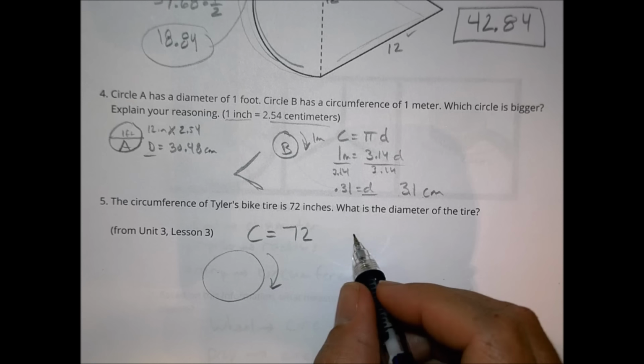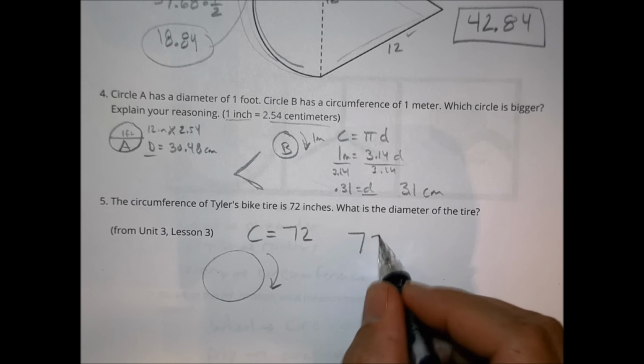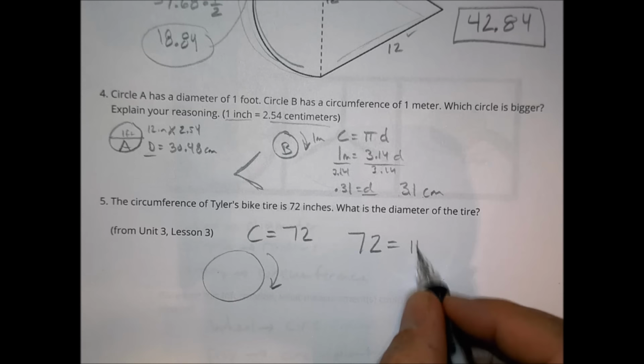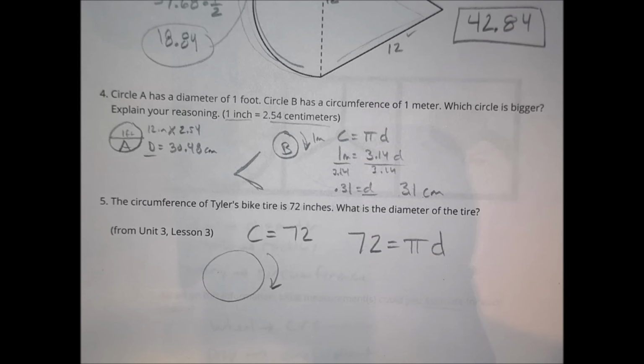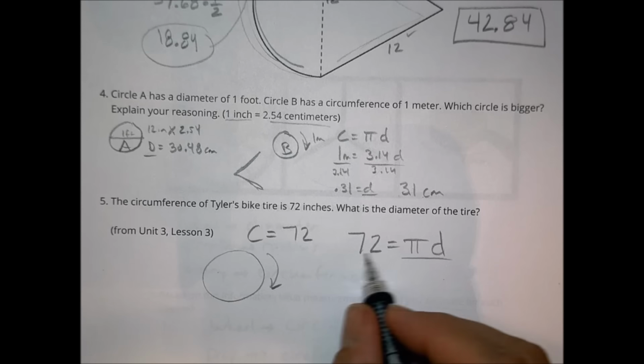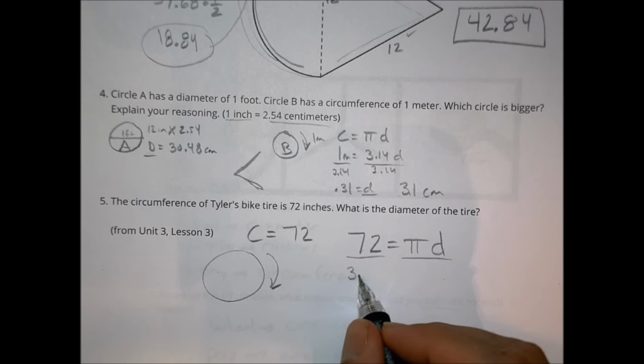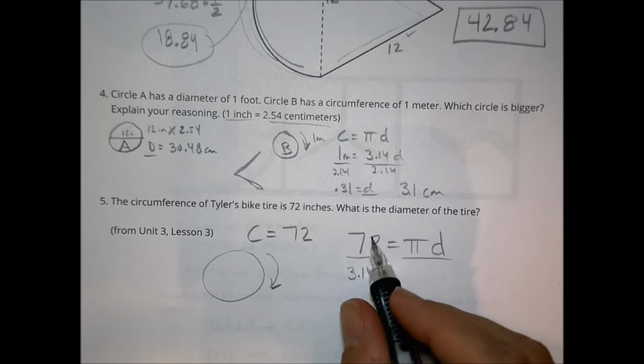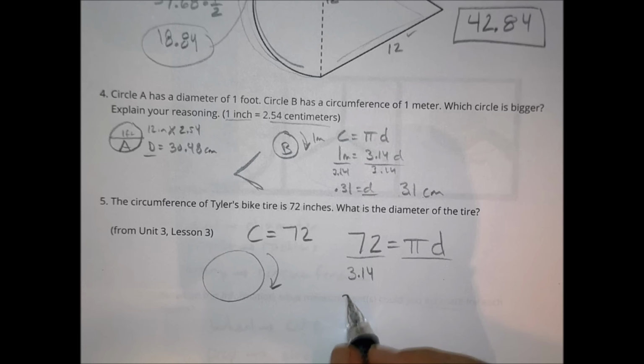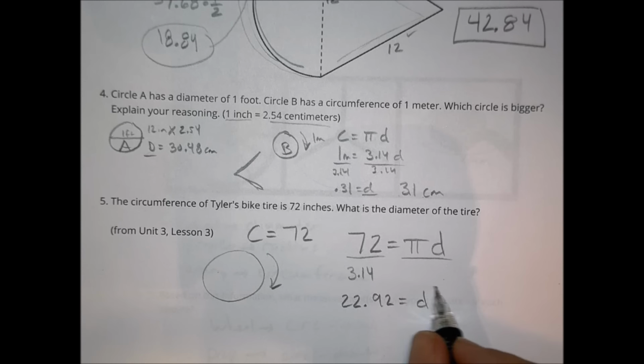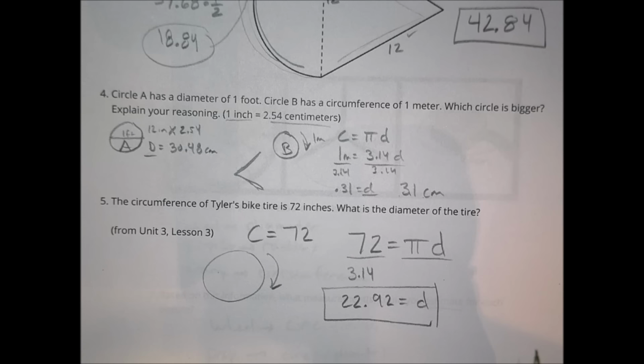Well, let's set that up. We're going to do this. We'll say circumference equals pi times the diameter. All right. So if we divide both sides by pi, 3.14, 72 divided by 3.14 is 22.92. And that's what my diameter is going to be. If I ask you for the radius, could you do that? Sure. Cut that in half and you have a radius.